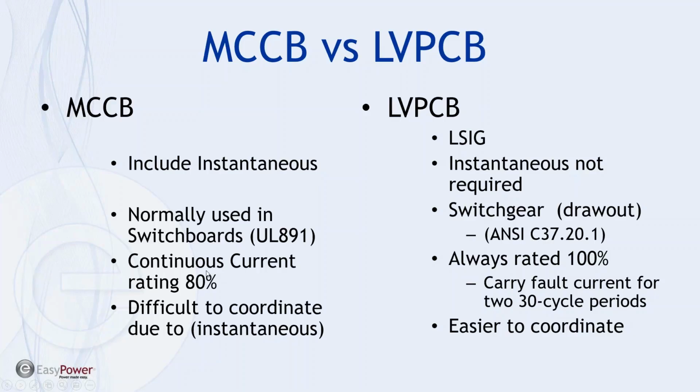low voltage power circuit breaker characterization. Because molded case circuit breakers aren't tested at maximum current, at rated current, they're only basically guaranteed for 80% of the rated current as compared to low voltage power circuit breakers, which by virtue of this regulation have to be tested at 100% current and be capable of carrying the fault current for two periods of 30 cycles each. So consequently, although it may be how we designate our particular feature set on the low voltage power circuit breaker, it's easier to coordinate because of the adjustability and the, if you will, ability to disregard or turn off the instantaneous trip setting.